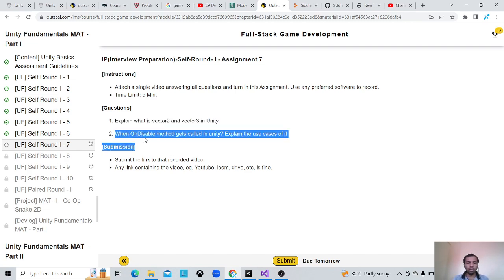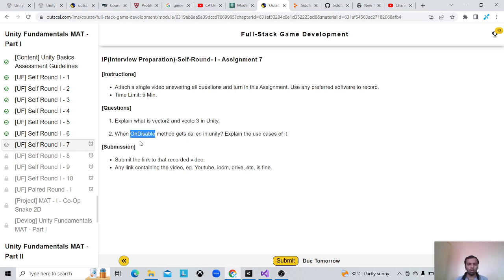The second question is when the OnDisable method gets called in Unity. Explain the use case of it. OnDisable is a method that gets called whenever I disable the script component of a game object, or whenever I disable the entire game object. So this method gets called both times. Now the question is why would I use it?